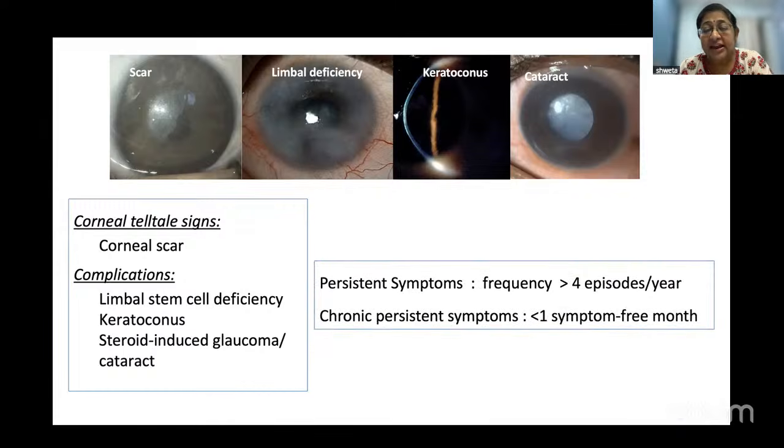Now, when we say persistent symptoms, what we actually mean is that the frequency of these episodes of activity is more than 4 episodes per year. And we define chronic persistent symptoms as less than 1 month of symptom-free period.